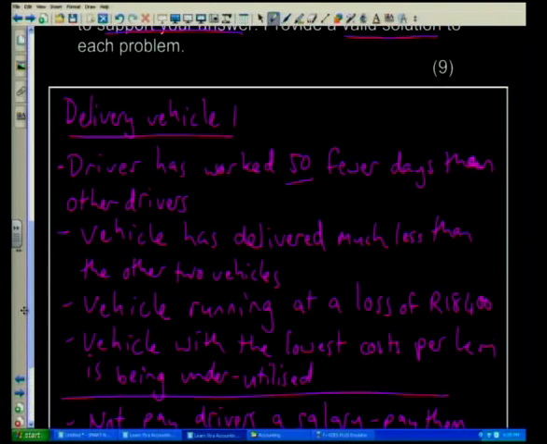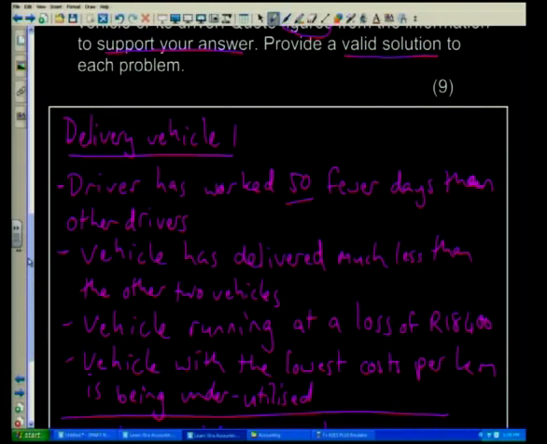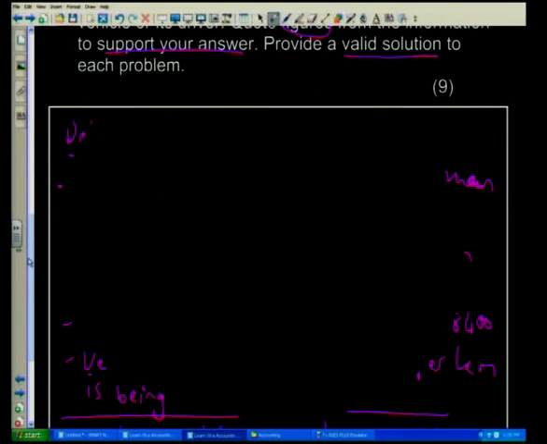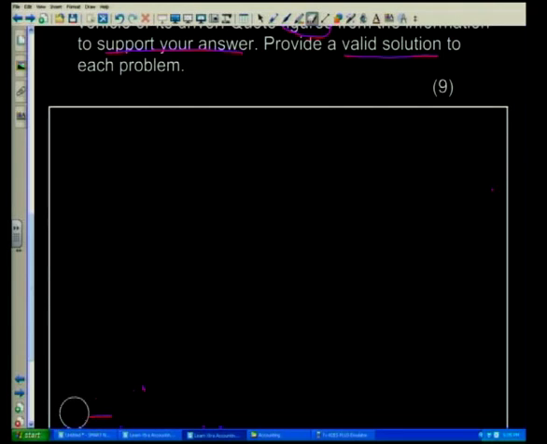Now that we've done that, we should look at the second delivery vehicle. So we've dealt with the first delivery vehicle. Delivery vehicle 2. This is the vehicle that is working quite hard.